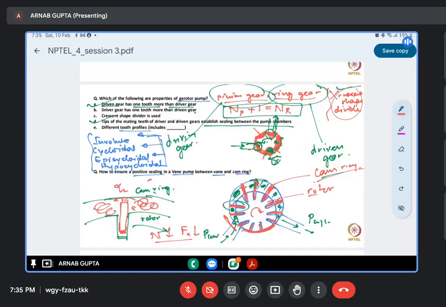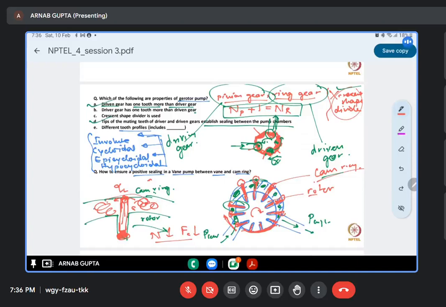To prevent that, what do we have to do? We need to provide some pressure over this region so that the vane goes and touches this cam ring at these contact points, at each of these contact points, right? So some pressure should be applied here so that as soon as the vane gets the room to come out, it will go and touch this cam ring, and there is no clearance for the liquid to flow from here to here. So how do we do that?